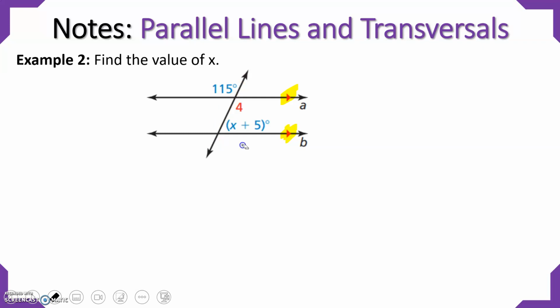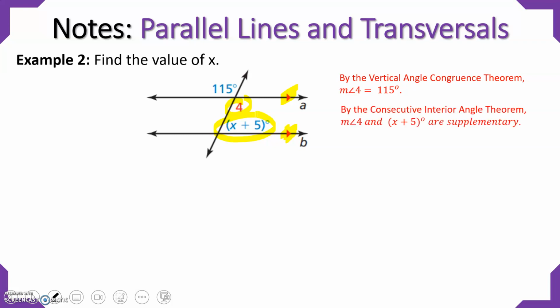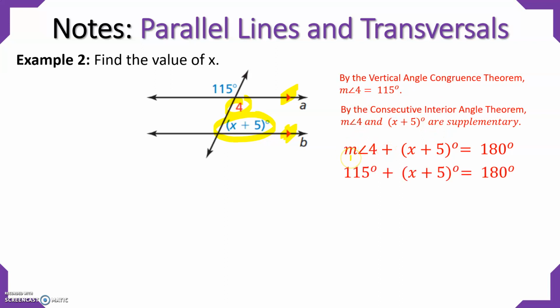Now, we know these two angles here, angles 4 and x plus 5 degrees, are what we call consecutive interior. And according to our theorem, consecutive interior angles are supplementary. So we know by vertical angle congruence, 4 is 115. And by consecutive interior angle theorem, the measure of angle 4 and x plus 5 are supplementary. We know supplementary means adds to 180. So the measure of angle 4 plus x plus 5 is 180 degrees. We know that angle 4 is 115.